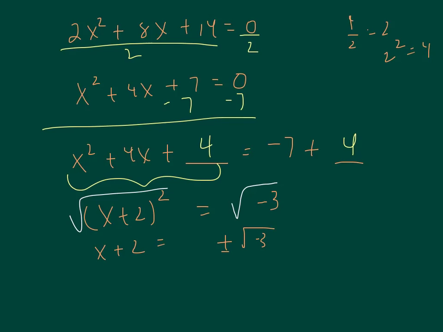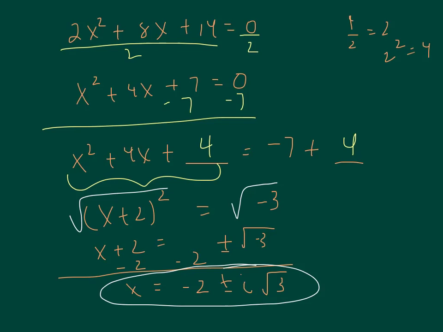Now I'm going to do two things at one time. Subtract the 2 from both sides, and I'm going to have x equals negative 2 plus or minus, and don't forget that's a negative 3. So we're going to say, hey, pull out my imaginary unit. Negative 2 plus or minus i radical 3, and that's our final answer. Go ahead and box that baby up.